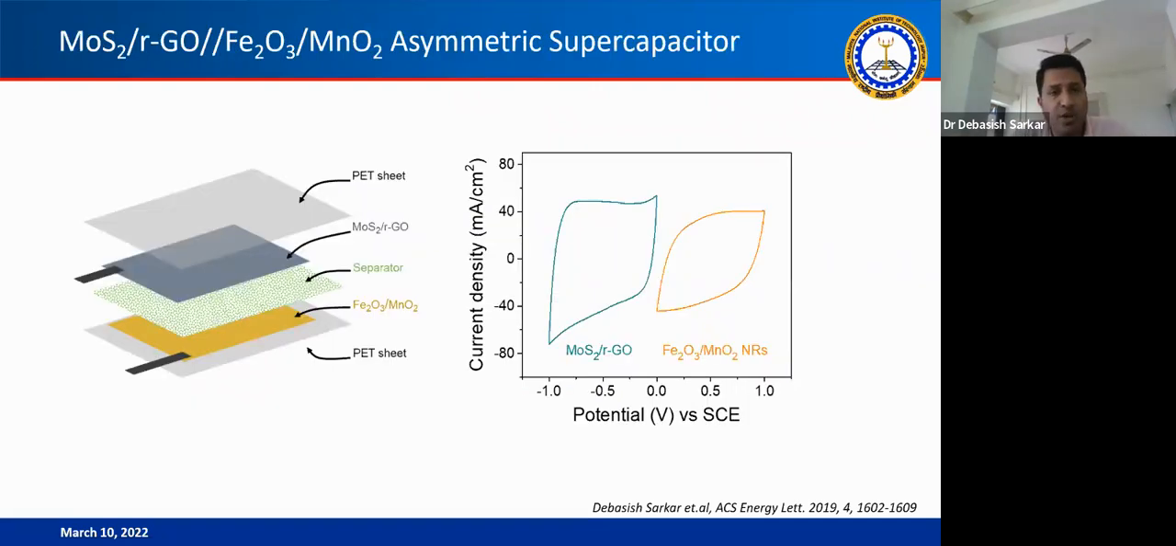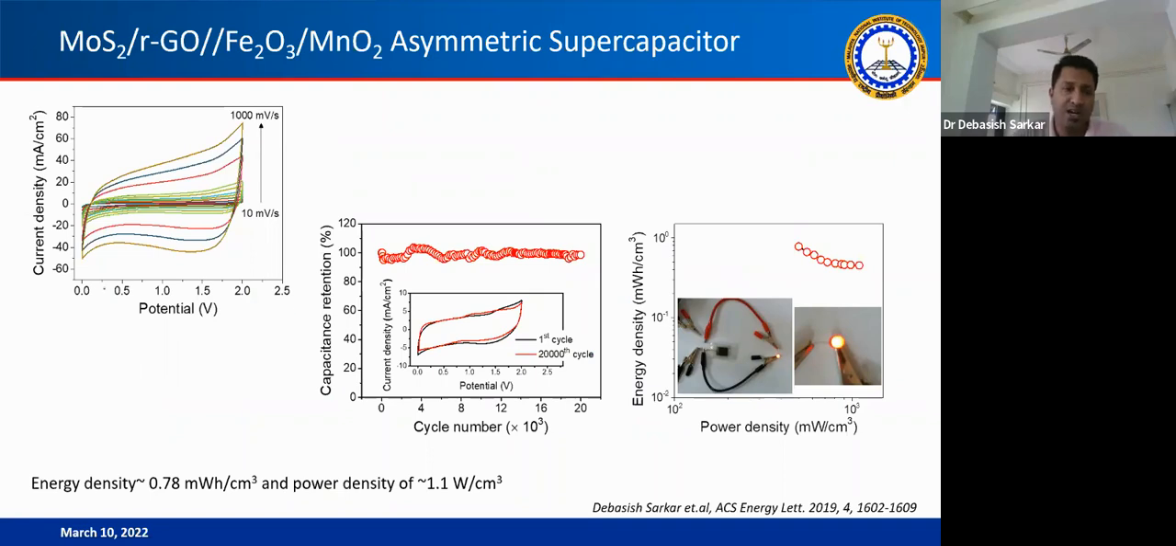After this, we prepared the asymmetric capacitor, because we have already prepared manganese dioxide and iron oxide core-shell structure. We combined it with MoS2 RGO, and we had a potential window between 0 to 2 volt for this thin film based asymmetric supercapacitor. It shows excellent cycle life, up to 20,000 cycles, with almost 100% capacitance retention. And this thin film based supercapacitor can also be used to power a red LED for a few minutes after being charged for a few seconds.